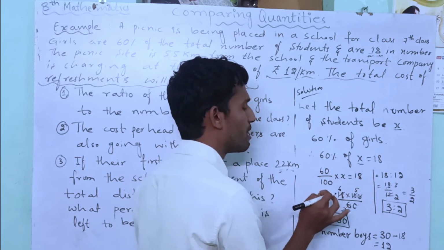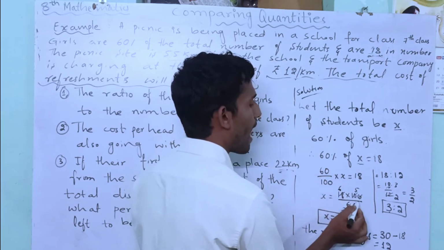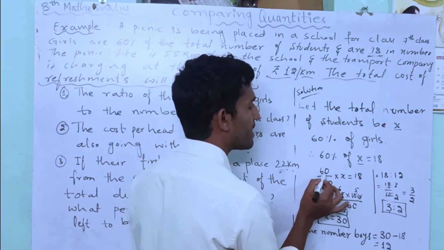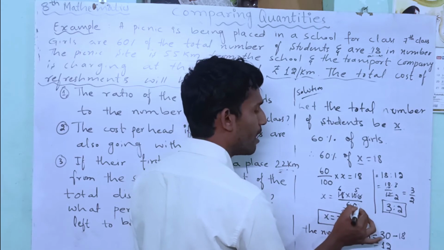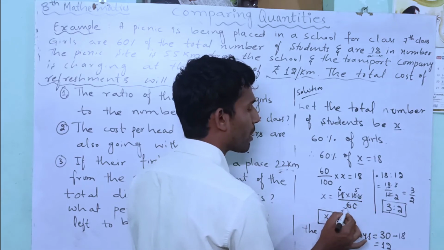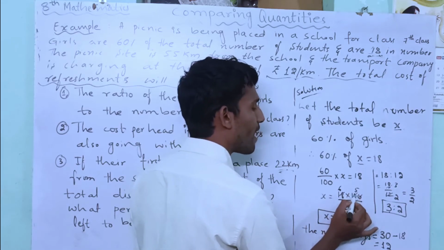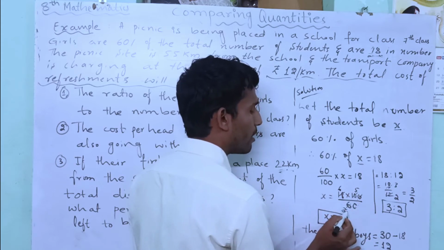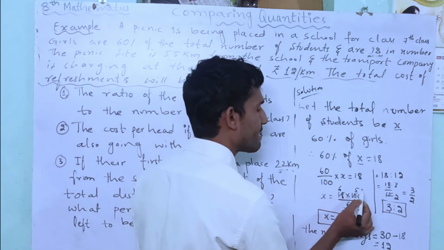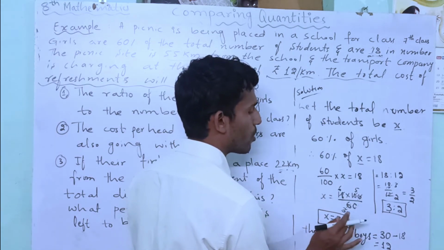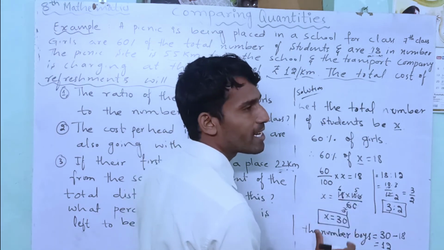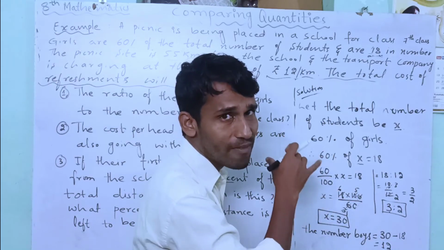When you do the cross multiplication, 100 is the numerator and 60 is the denominator. Now you cancel, the zeros will be cancelled. 2 3s are 6, 2 5s are 10. Here again 3 1s are 3, 3 6s are 18. When you multiply 6 into 5, x is equal to 30. The total number of students present in the 7th class is 30.